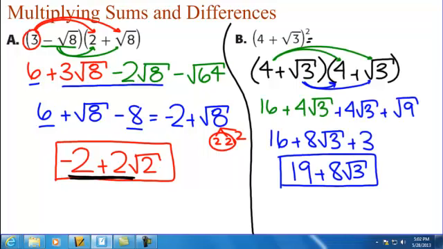I ended up simplifying all of my numbers down to 19. And then I had 4 root 3's twice, so I have 8 root 3's. Nothing can be simplified, nothing else can be combined, so I'm done.